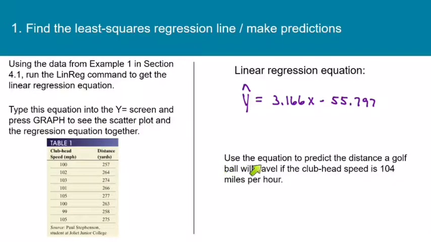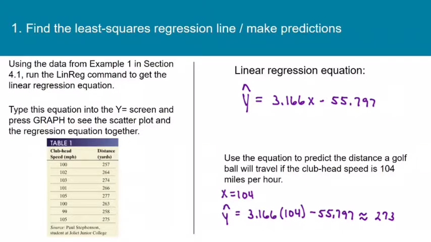So now we're going to use the equation to predict the distance a golf ball would travel if the club head speed is 104 miles per hour. So what we do is we plug the 104 x value into our regression equation, and that will give us a prediction for y. So we say for an x of 104, y hat equals 3.166 times 104 minus 55.797, and if you put all that in the calculator, that gives you about 273 yards.